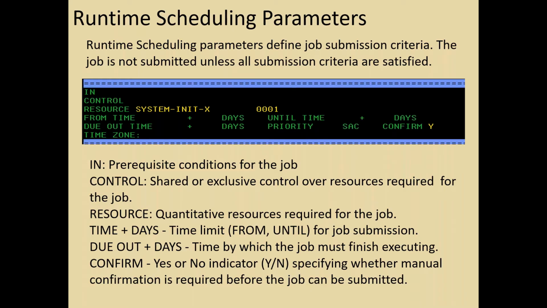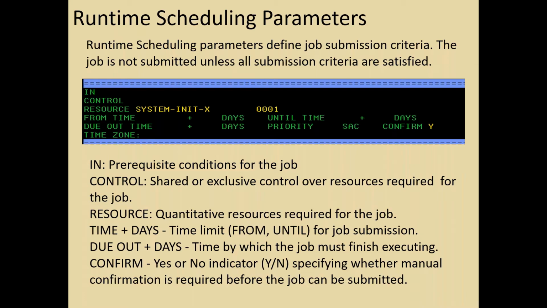Here we have tried to explain runtime scheduling parameters. Runtime scheduling parameters are the parameters which define the submission criteria. The job is not submitted unless all these criteria are satisfied. This screen explains the in parameter, control parameter, resources, then from time, due time, and time zone. The in parameter here explains a prerequisite condition for a job.